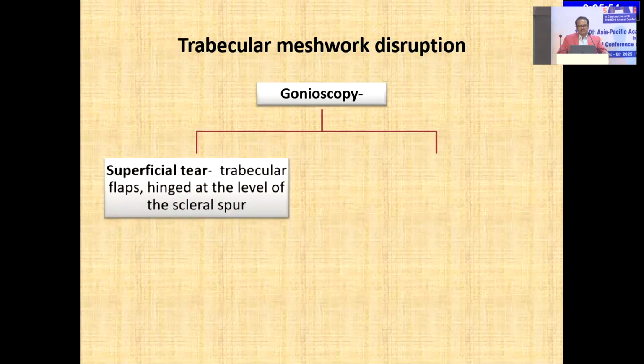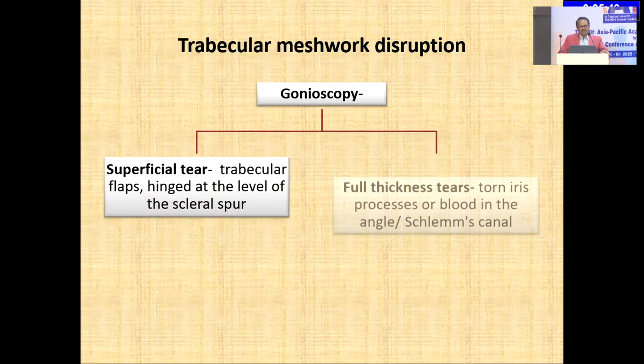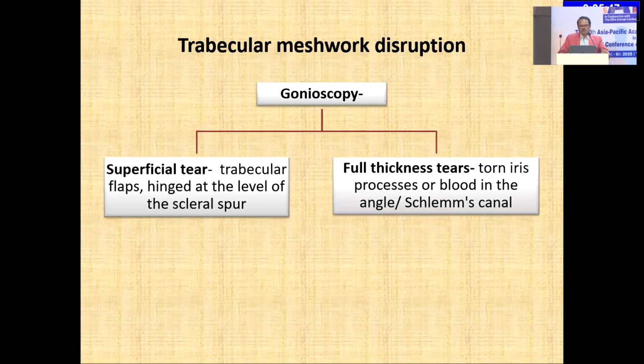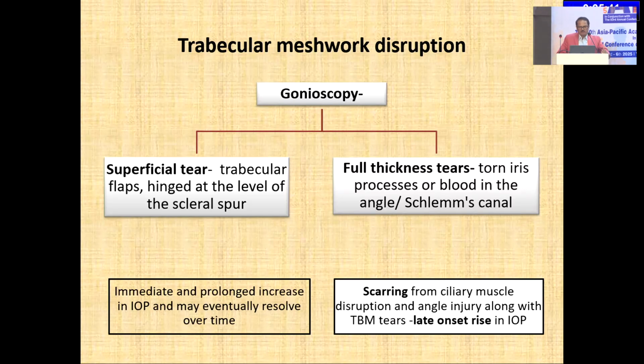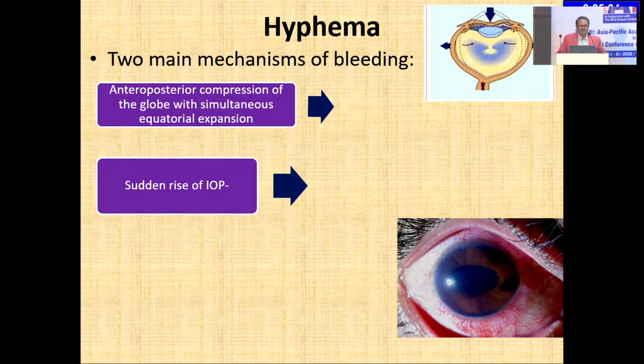So coming to the trabecular meshwork disruptions, most of the time it is detected on gonioscopy. There could be a superficial tear or there could be a full thickness tear. And this can lead to an immediate and prolonged increase in intraocular pressure, which may eventually resolve. But once there is scarring of the trabecular meshwork, it can lead to a late rise in intraocular pressure.